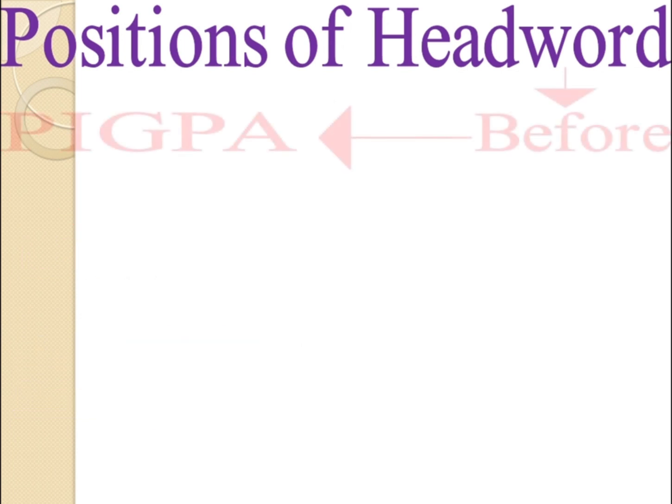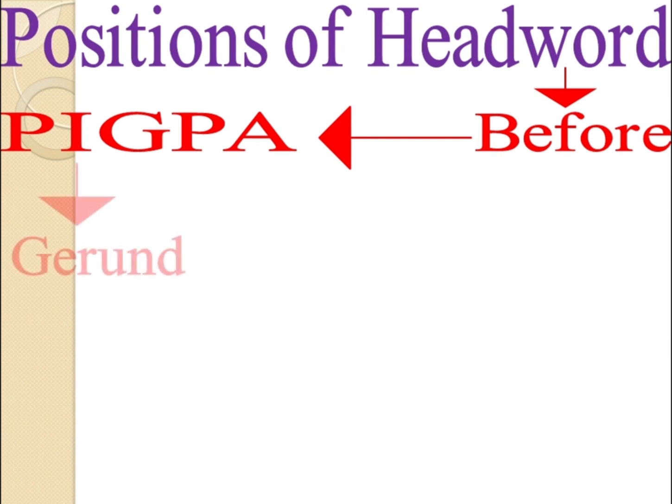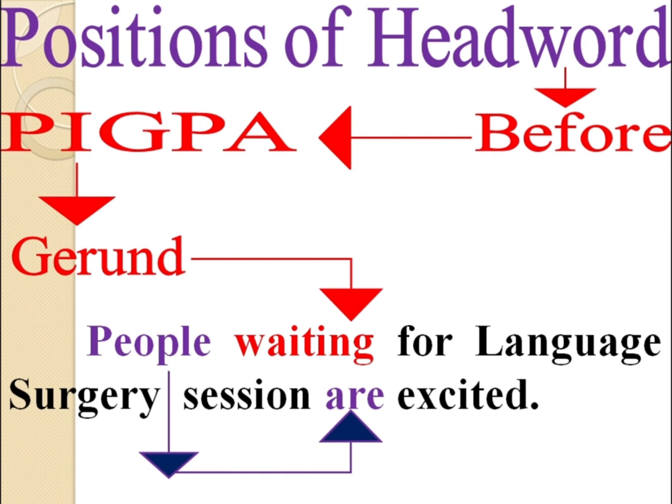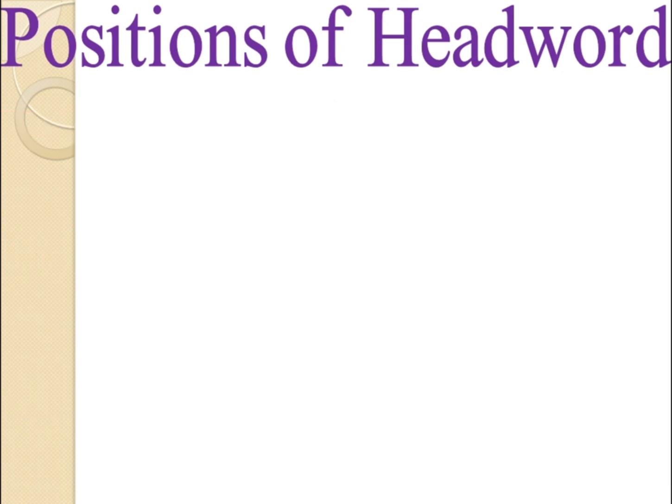The positions of headword before PIG-PAF, gerund. See: the people waiting for Language Surgery session are excited. Here the gerund is waiting. Before the gerund there is the headword, that is people, that follows the verb are, people being a plural headword. Now the complete subject is here: people waiting for Language Surgery session.